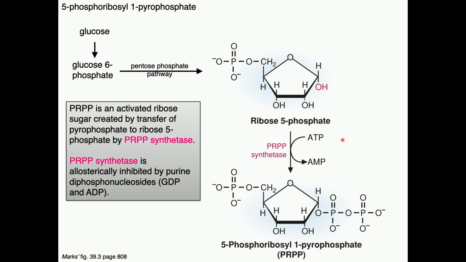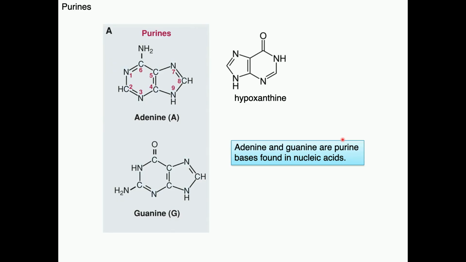Okay, so let's consider our purines first. So the purine bases are adenine and guanine, and they differ by the position of the amine group and the presence of that keto group.